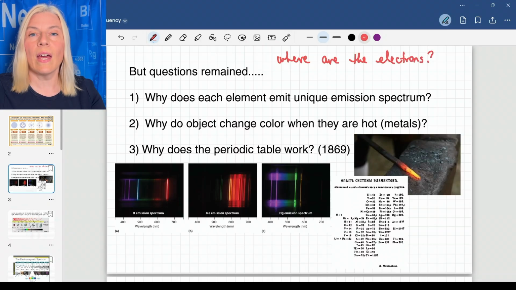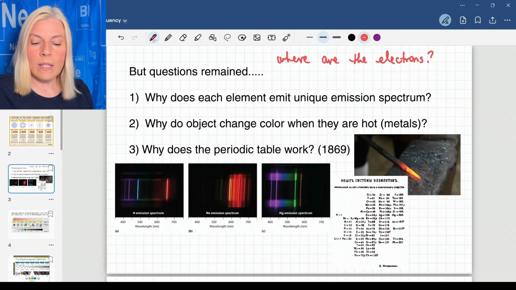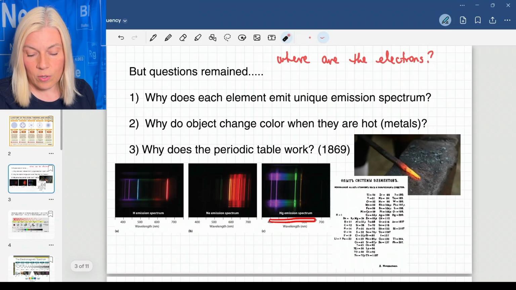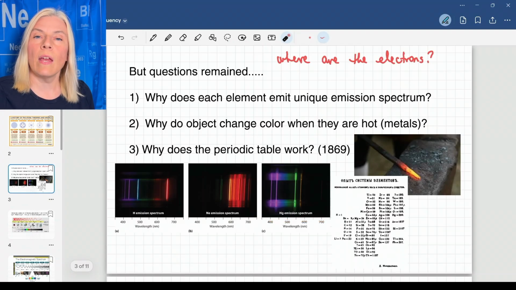And then we also have other questions. So why does each element emit unique emission spectra? So here are different emission spectra. Here is the hydrogen atom, here is neon, here is mercury. So every element has its own unique fingerprint by the light emission spectra.